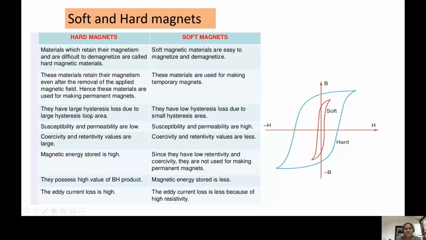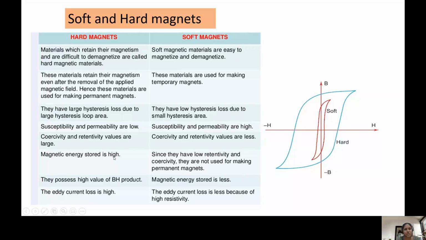The hard magnets have a large hysteresis loss due to the large hysteresis loop area. So this is the loop area for the hard magnetic materials. It is large for the hard, and small for the soft materials. Susceptibility and permeability values are low for the hard materials, and susceptibility and permeability values are high for the soft materials. Coercivity and retentivity values are large for the hard materials because they can retain the magnetism even in the absence of the external field. Coercivity and retentivity values are less for the soft materials, the reverse of the hard ones.